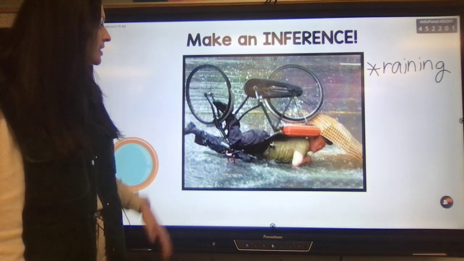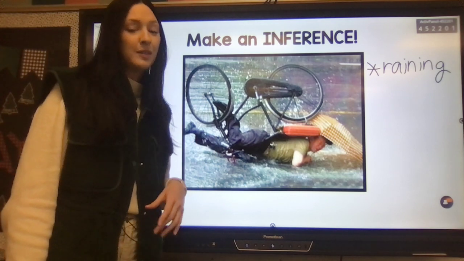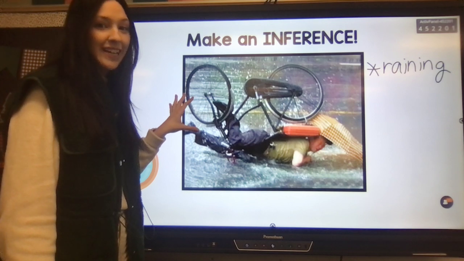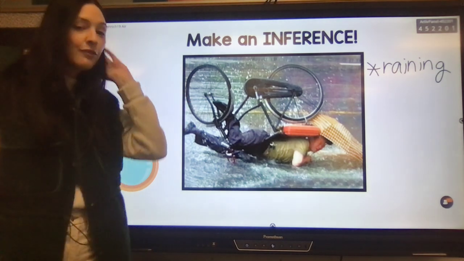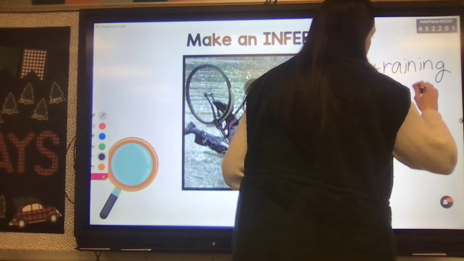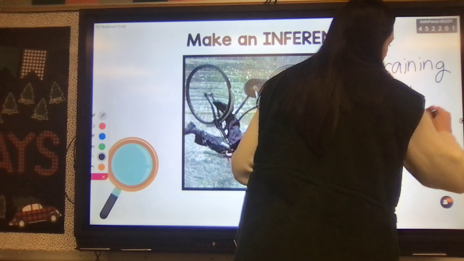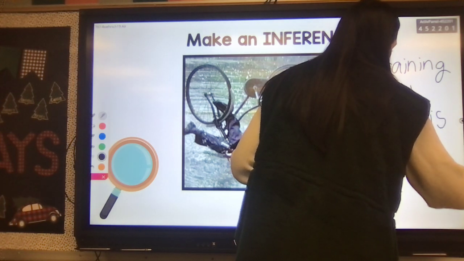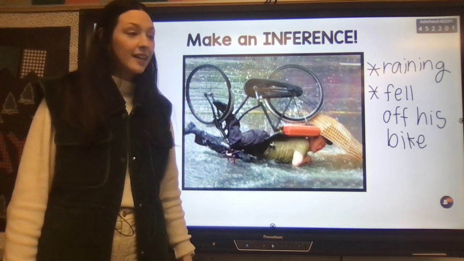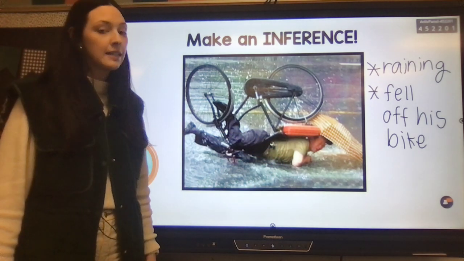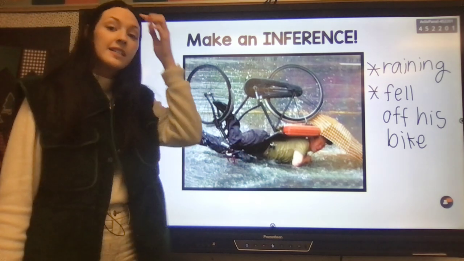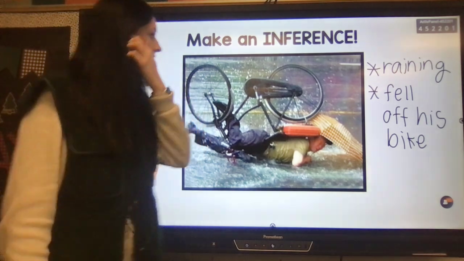Another inference that we can make from this picture is that he probably fell off his bike, right? Bikes should not have the tires up in the air like this. That's not how we ride a bike. So another inference I could make is that he fell off his bike. If you look closely at his face, it's kind of scrunched up, right? It looks like he's in pain. He's laying on the ground. He's got his leg twisted up in here. So definitely looks like he fell off of his bike, right?